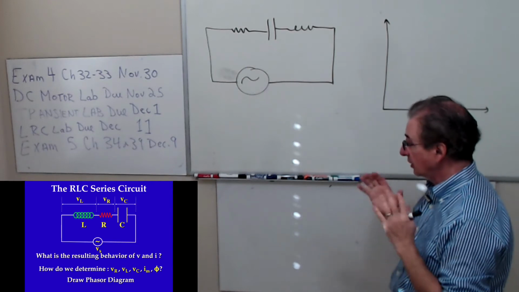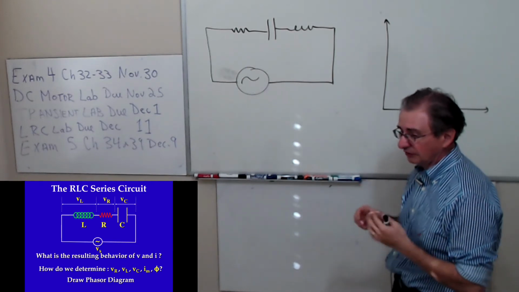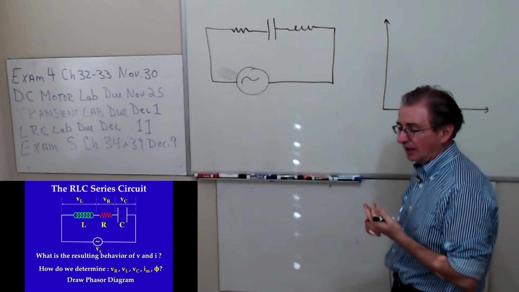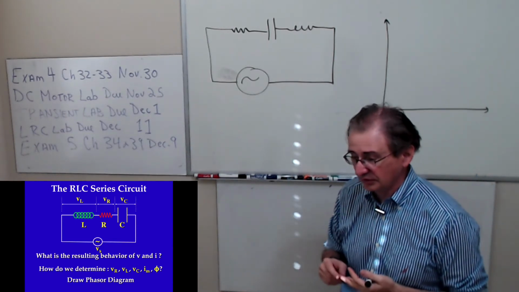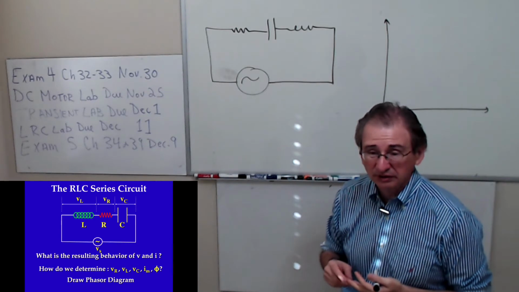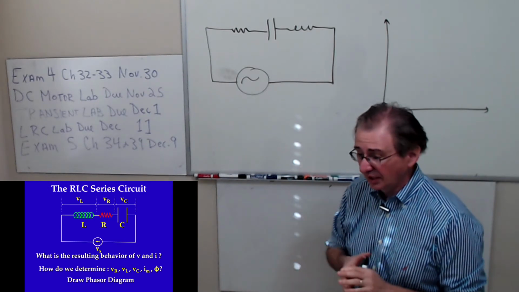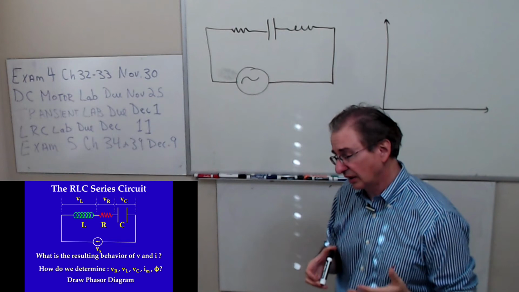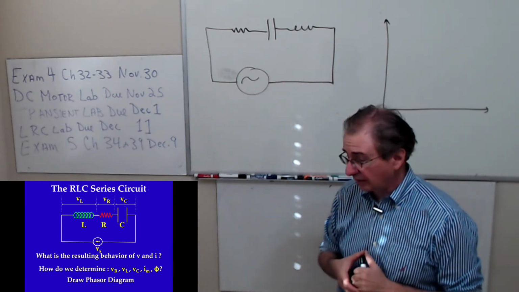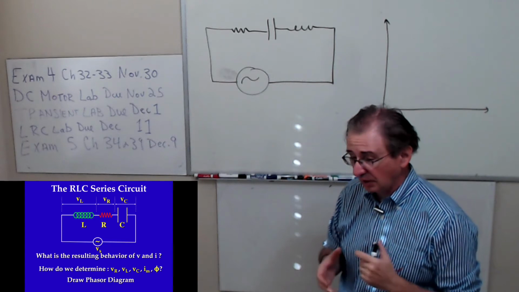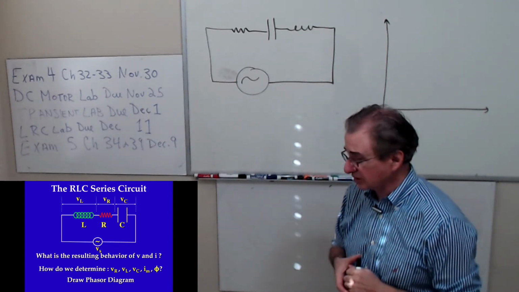Really the goal here is to figure out the maximum values of the voltage across the capacitor, the voltage across the inductor, and the voltage across the resistor, my total current, and my phase angle. Those are the things. And we can calculate the time dependence of V sub R, V sub L, etc., but I'm not going to spend time on that.